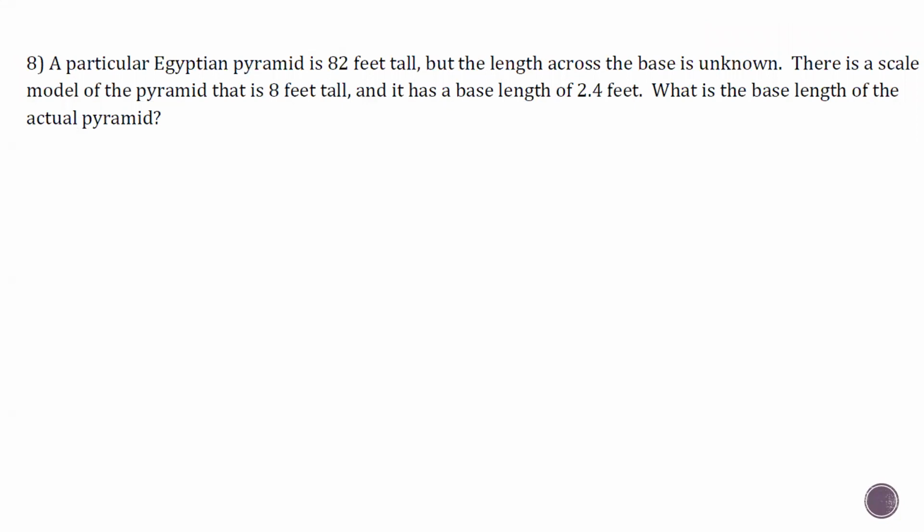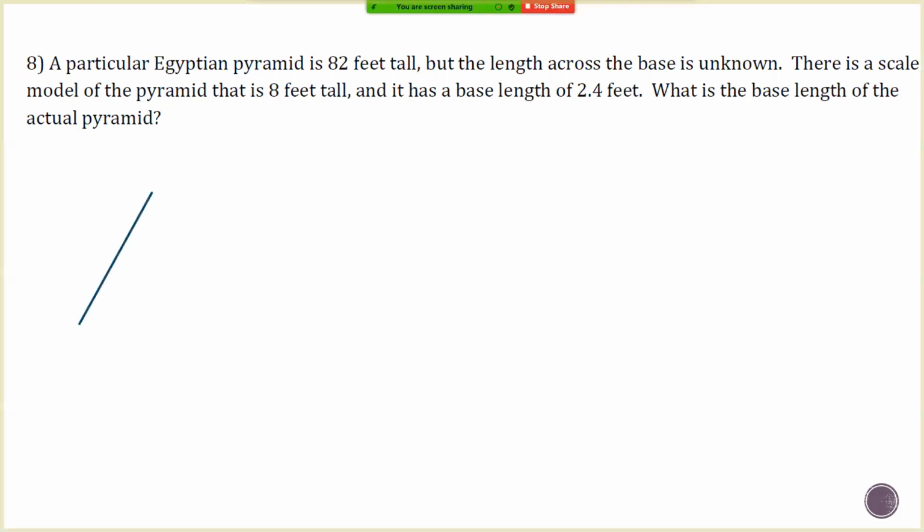Question number 8 says a particular Egyptian pyramid is 82 feet tall, but the length across the base is unknown. So we're going to draw ourselves a triangle because we have a pyramid. It's crooked, but it's fine. So this pyramid is 82 feet tall, and the length across the base is unknown, so I'm going to put x.